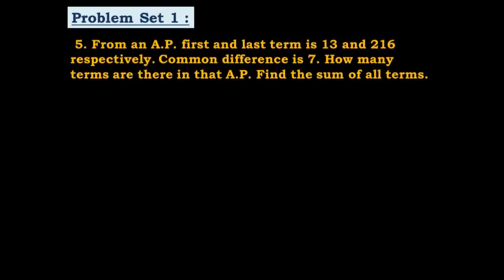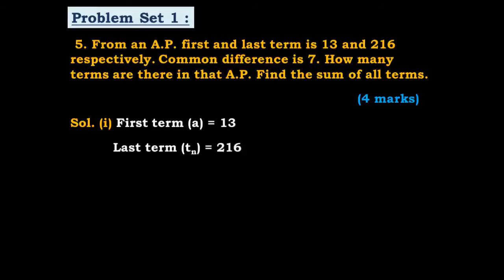The first and last terms of an AP are 13 and 216 respectively. The common difference is 7. How many terms are there in that AP? Find the sum of all terms. See student, it is given that the first term of AP is 13, that means A is equal to 13, and the last term, that is Tn, is equal to 216, and common difference D is equal to 7.